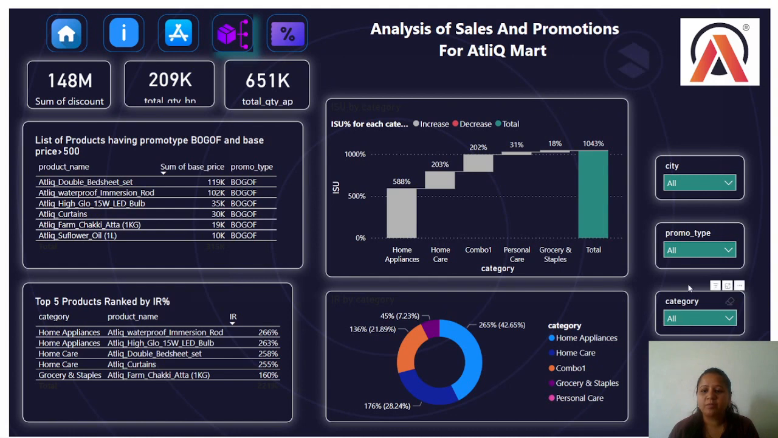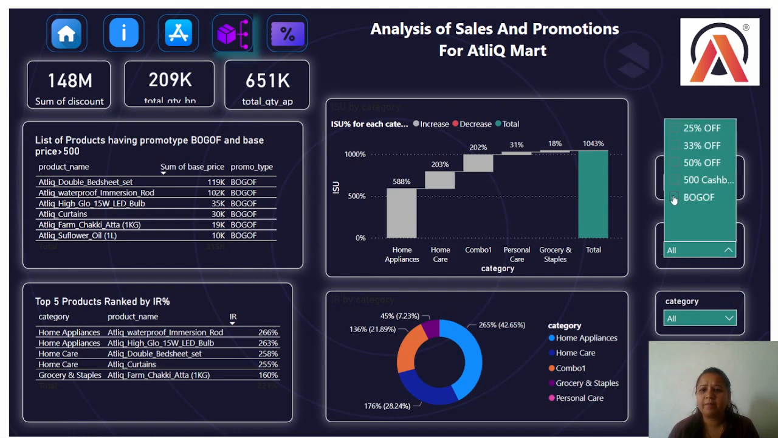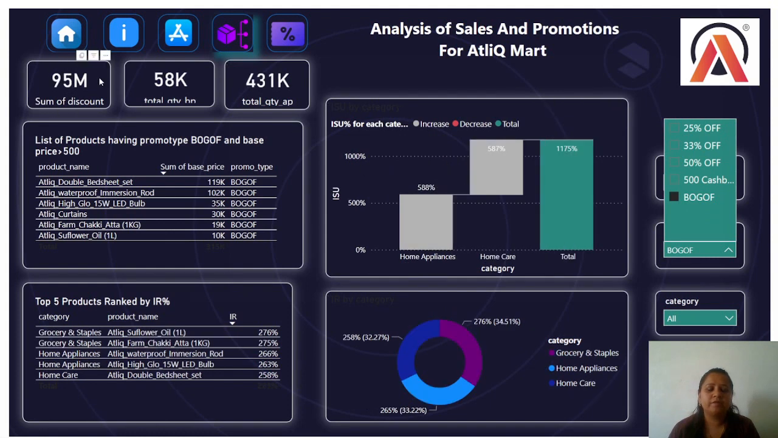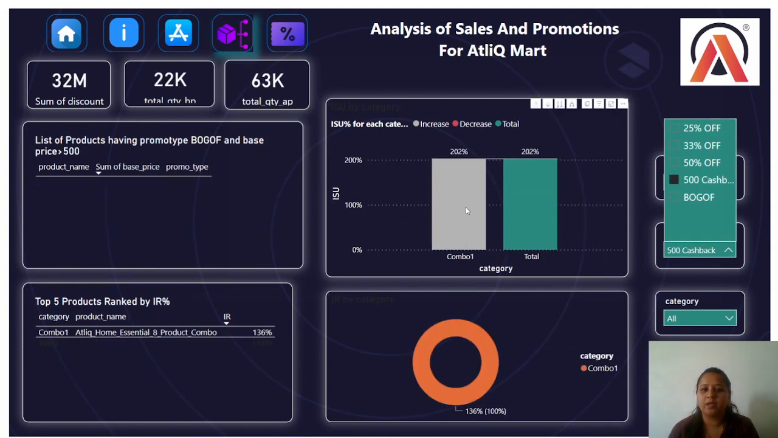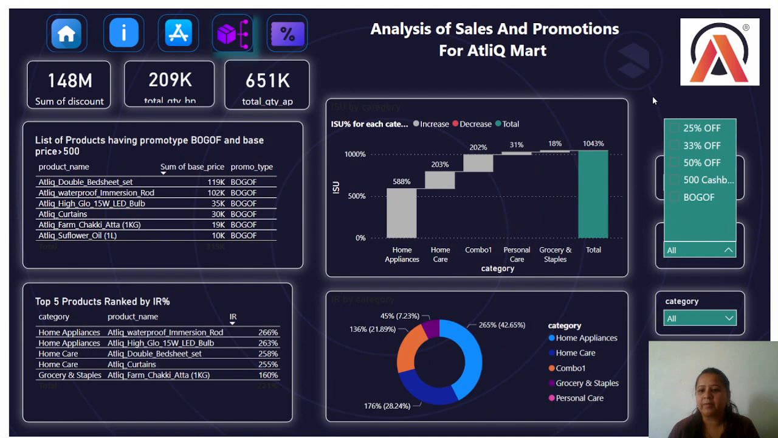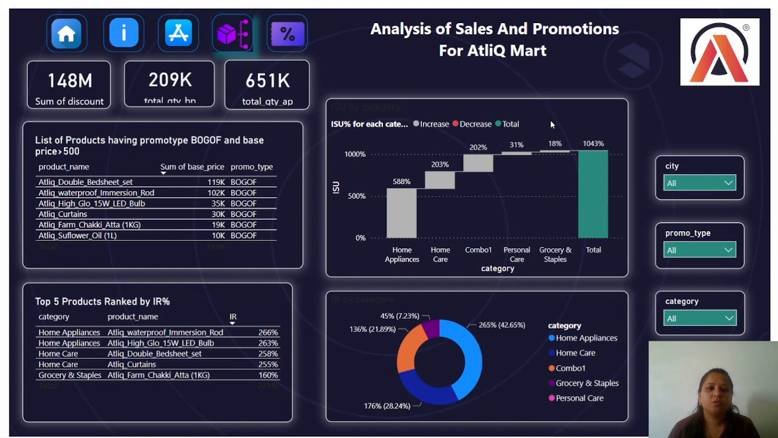As you see, if I use promo type buy one get one free, it gives you the value of total discount for buy one get one free, that is 95 million. Then 500 cashback is 32 million. So you select according to your requirement and get the data accordingly. This page gives you the basic idea regarding different products in different cities, categories and stores, with respect to their IR values, ISU values, etc. What is the increment, what is the sales growth increment. This page gives you the idea regarding that.